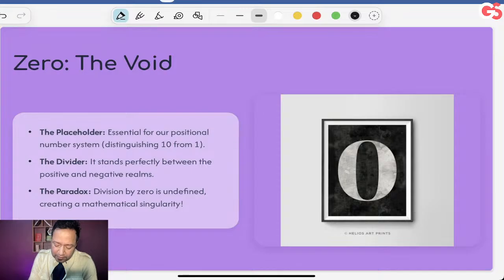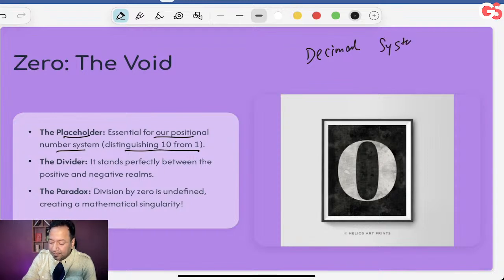It is the placeholder essential for our positional number system, distinguishing 10 from 1. When I say positional number system, I'm talking about the decimal number system in which we have 10 symbols, from 0 to 9. That is the reason we count 10, 11, 12, 13, and so on. So there is a placeholder value. It's a void, which means nothing is there. The divider: it stands perfectly between positive and negative reigns. I'm using reigns as the philosophical term, not just numbers.